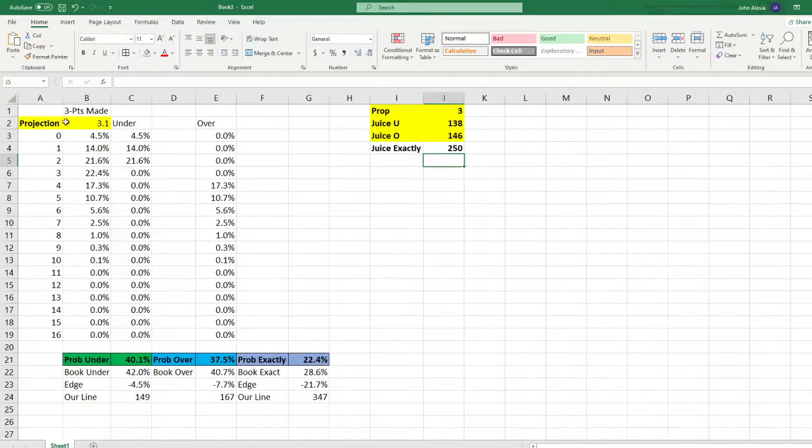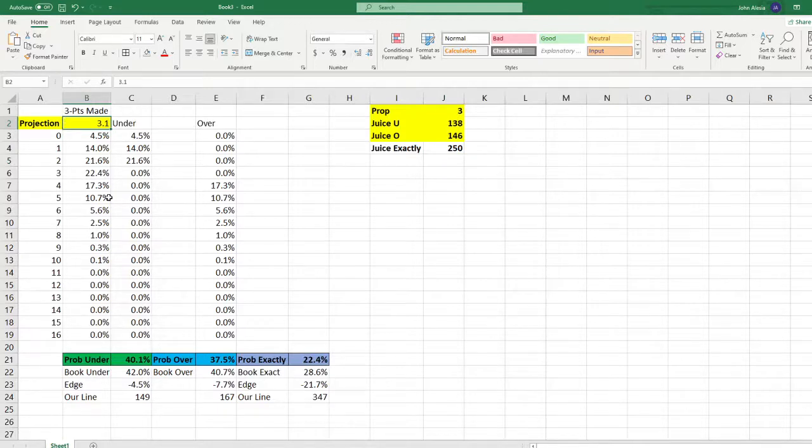And for projection, we're going to put in the 3.1 that we got from the DFS Army projections over on the Sports Bet Army website. So right here, I have my 3.1. Now, we're going to be looking at every possible scenario that could happen.